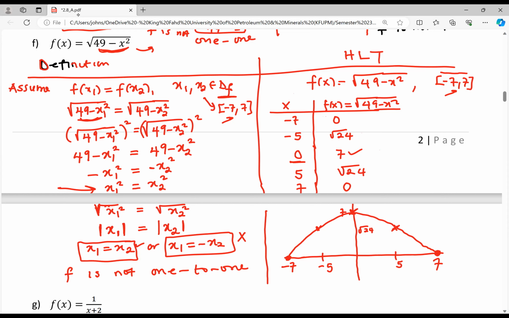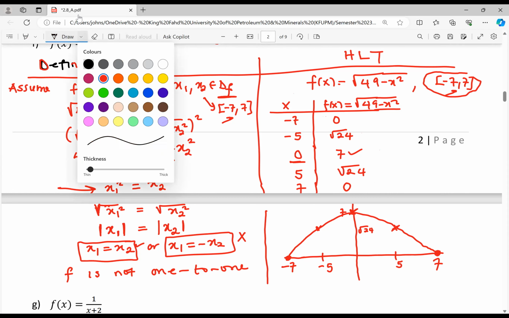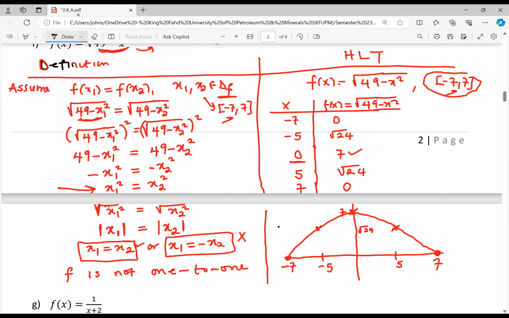Now look at this one. This domain is not given to us from the question, but you have to find it so that you know which values of x you can plug in. And just like we did, how do you find the domain? Just let the inside be greater than or equal to 0 and solve it. So here you will see that if you draw the horizontal line, it cuts more than once. So f is not what? Is not 1-to-1.